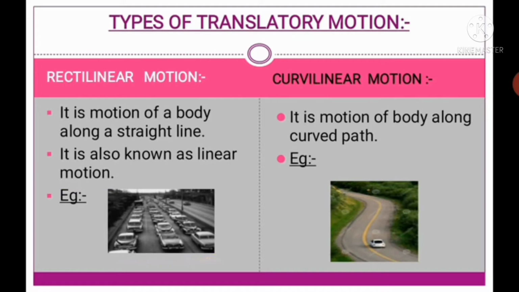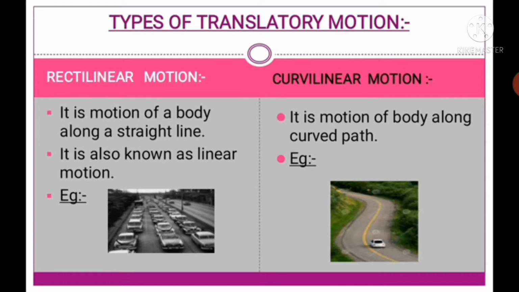For example, a train moving on a straight rail track, a car moving on a straight road, freely falling stones, a coin moving over a carom board. These are rectilinear motion. And next is curvilinear motion.